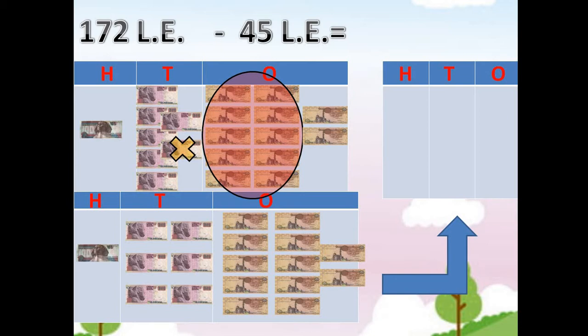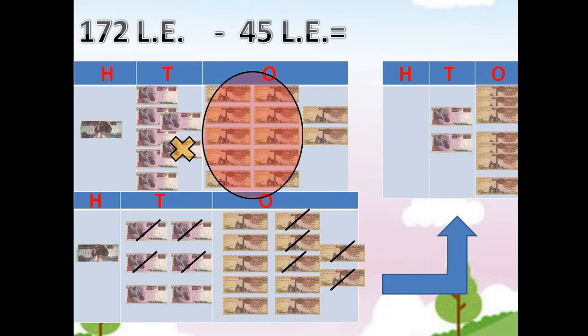Now I will begin subtracting. So I need to cancel 5 ones from these 12 ones. Let's cancel 5 ones from here. And in the tens, I have to cancel 4 because 40 and 45. So I will cancel 4 tens from here. The rest with me will be 7 in the ones place. And in tens, the rest with me will be 2 tens, and the hundreds will be the same, 100. So 172 minus 45 will be equal to 127 LE.